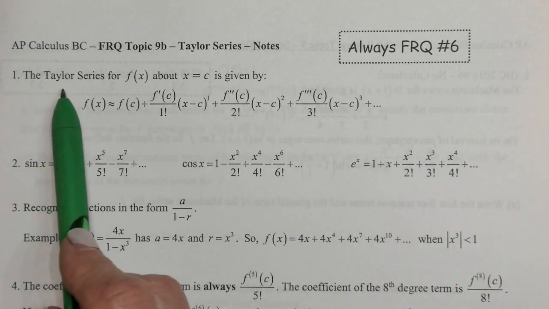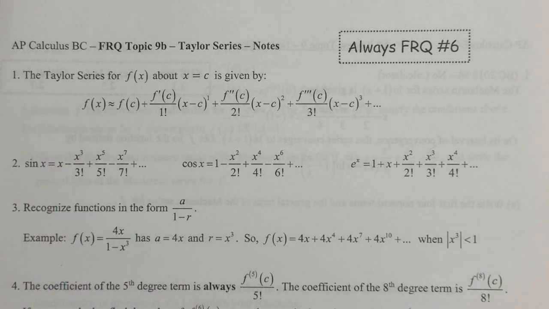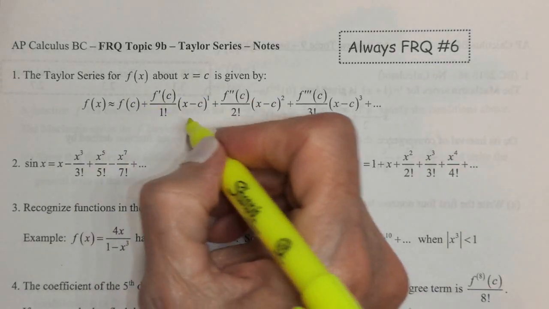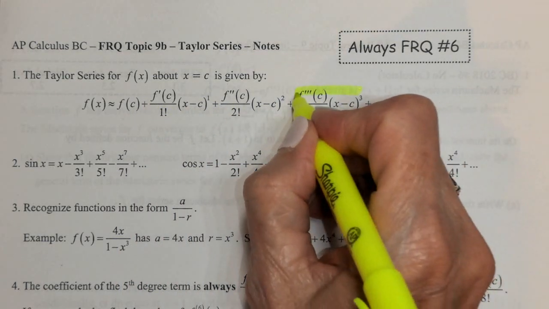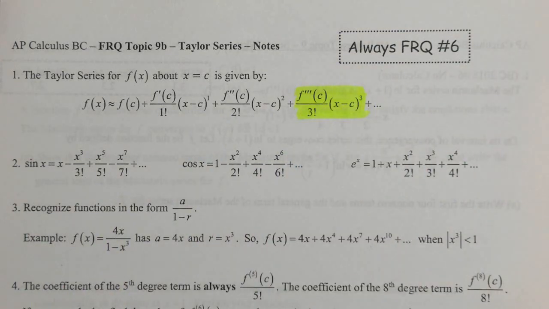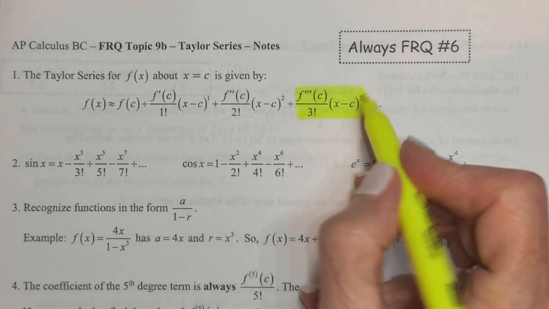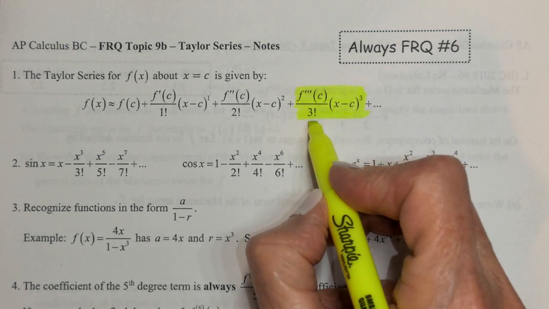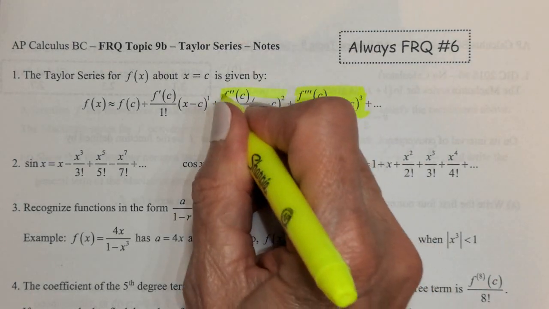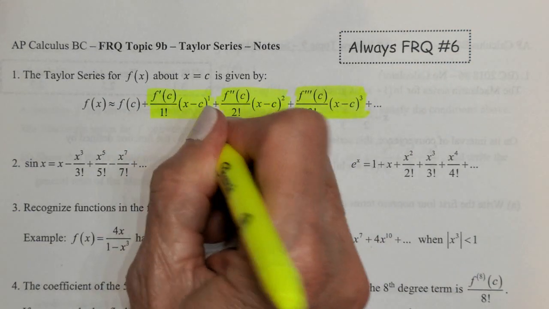All right. First of all, we must know the Taylor series for f about x equal to c, where it's centered. It always has this pattern. We have to know that pattern. Third derivative at c divided by 3 factorial times x minus c to the third power. The power always matches the derivative, which always matches the factorial. So everything is in that form. Every term is in that form.